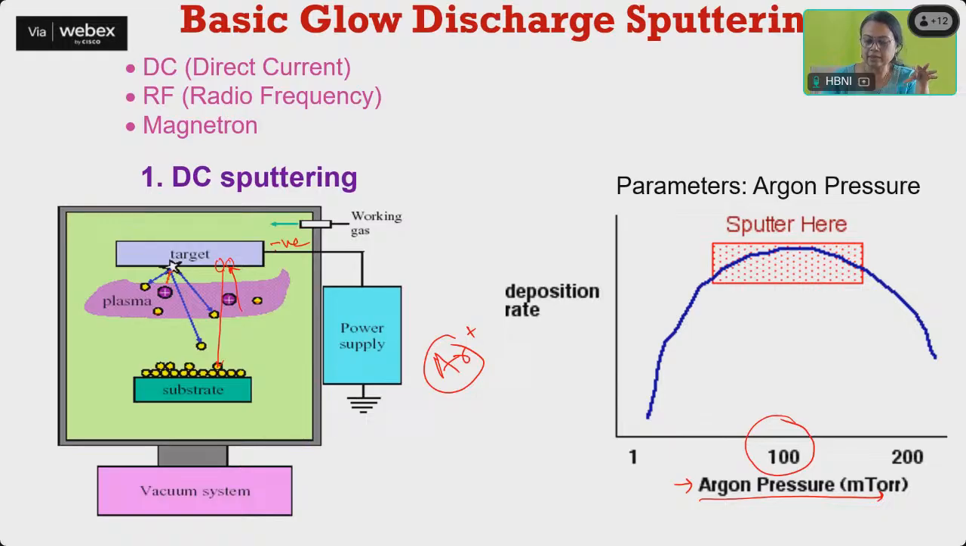If the pressure is very low, then the number of argon ions will be very less, so the deposition rate is low. And if we go very high, there will be a lot of collisions: the atoms coming out from your target will start colliding with the argon ions. Therefore the deposition rate will go down. So around 100 millitorr of pressure, we will get the best film.